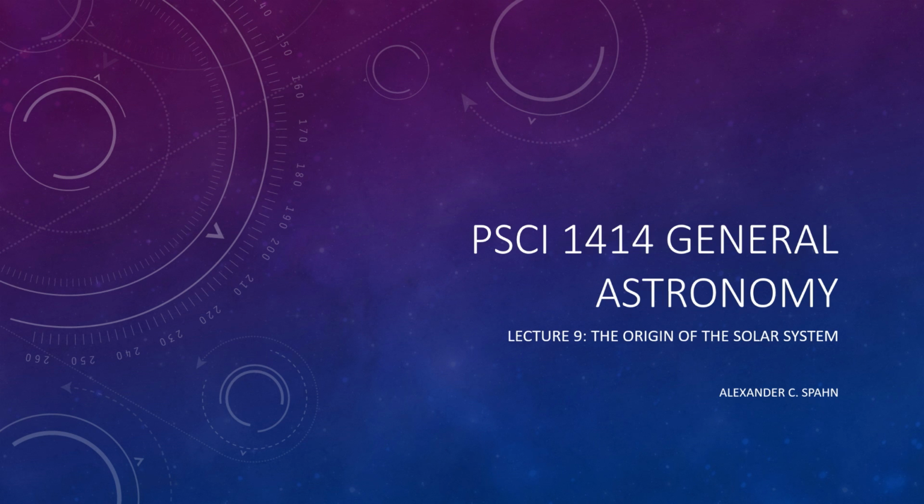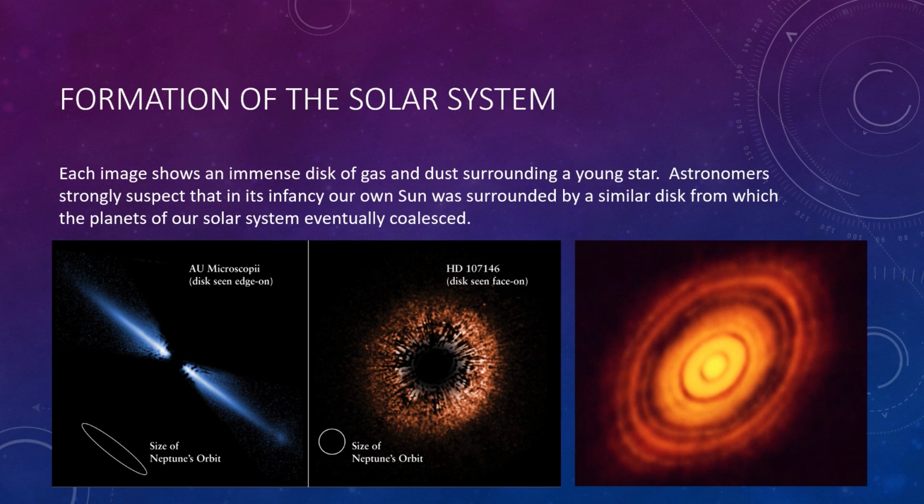Hello and welcome to General Astronomy Lecture 9, The Origin of the Solar System. We'll begin this lecture with a pretty good question. What did our solar system look like before the planets were fully formed?